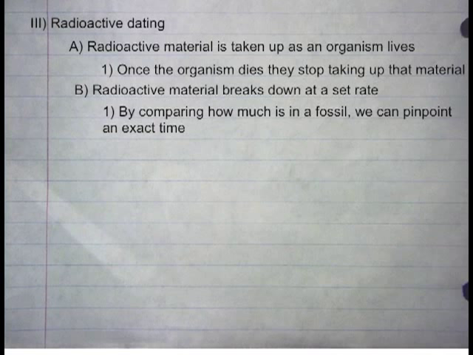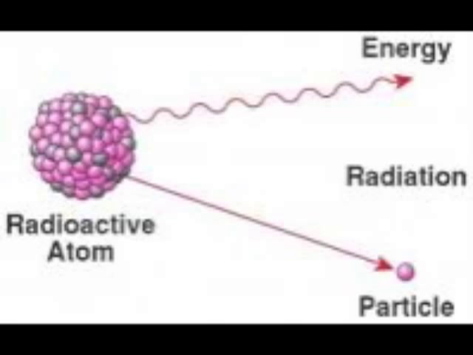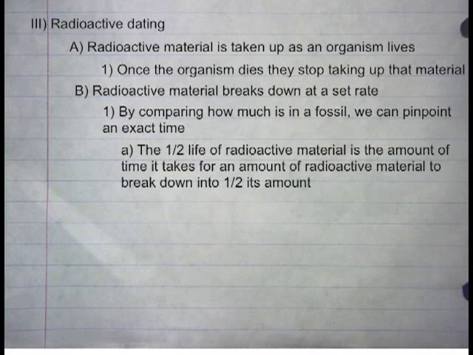By comparing how much is in the fossil, we can pinpoint the date of the fossil, give or take. Radioactive isotopes break down at a set time pattern, thus allowing us, using simple mathematics, to figure out from how much is left over to how much existed at the time of the animal's death, giving an accurate time of death. The half-life of radioactive material is the amount of time it takes for an amount of radioactive material to break down to half its original content.